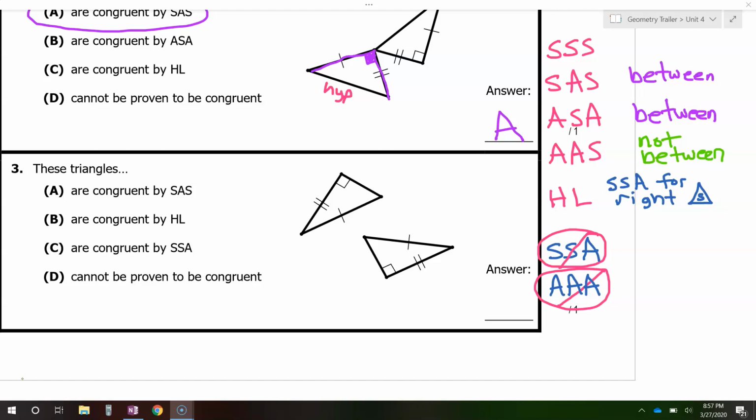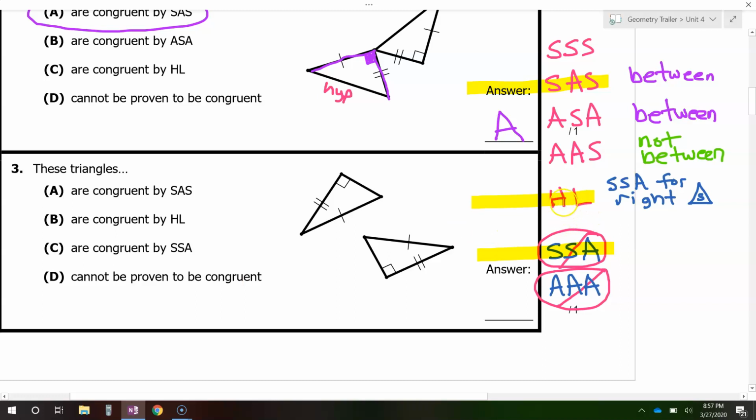Take a look at problem number 3. I see that I have two sides and an angle again. Anytime you have two sides and an angle, there are three possibilities. Could be this one, could be this one, or could be this one, which really doesn't work, so that would be cannot be proven congruent.